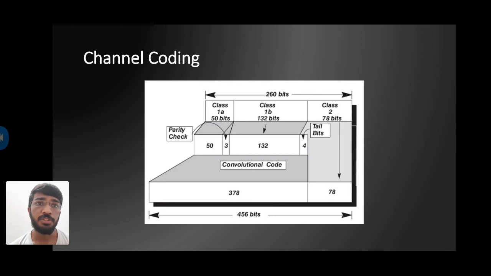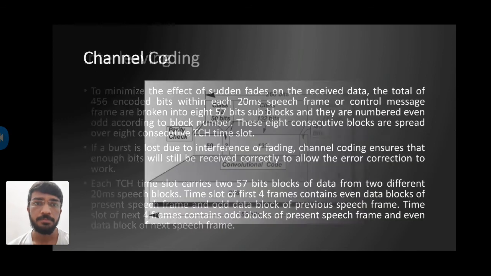This is the structure of the bit arrangement. First 50 are the most important, then 3 parity bits, then 132 bits, then 4 trailing bits, then the other 78 bits. So the total is 456 bits and it has a data rate of 22.8 kbps.